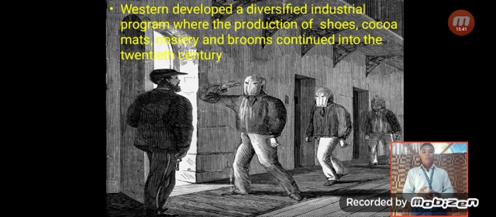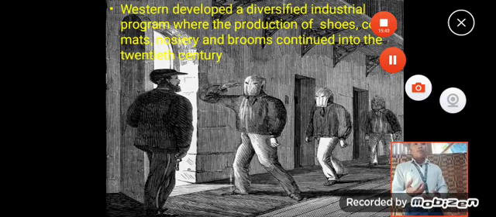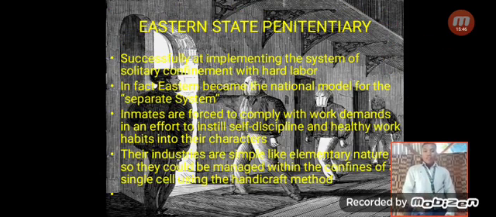Prison administration at the Eastern Penitentiary, on the other hand, was successfully implementing the system of solitary confinement with hard labor. In fact, Eastern became the national model for the separate system, where inmates were confined to their cells to work under the supervision of correctional officials.